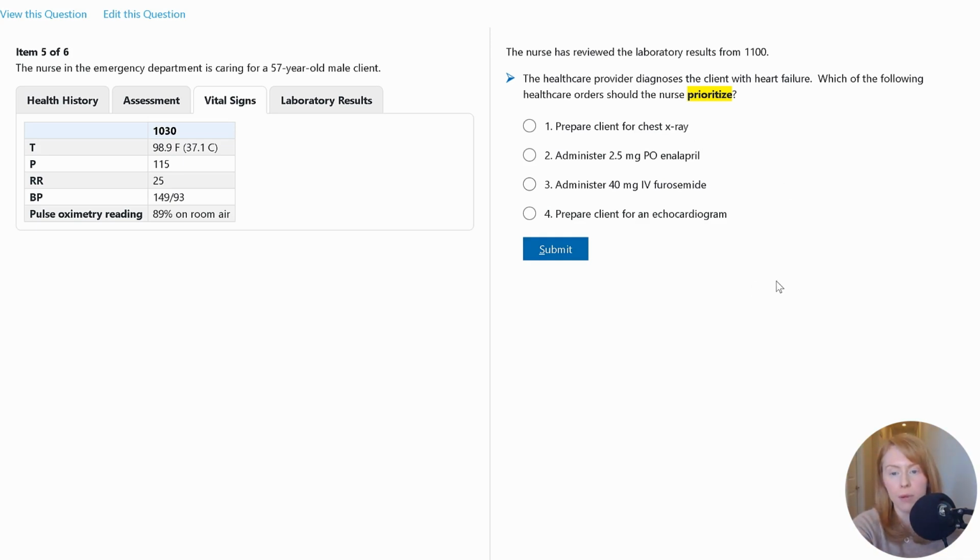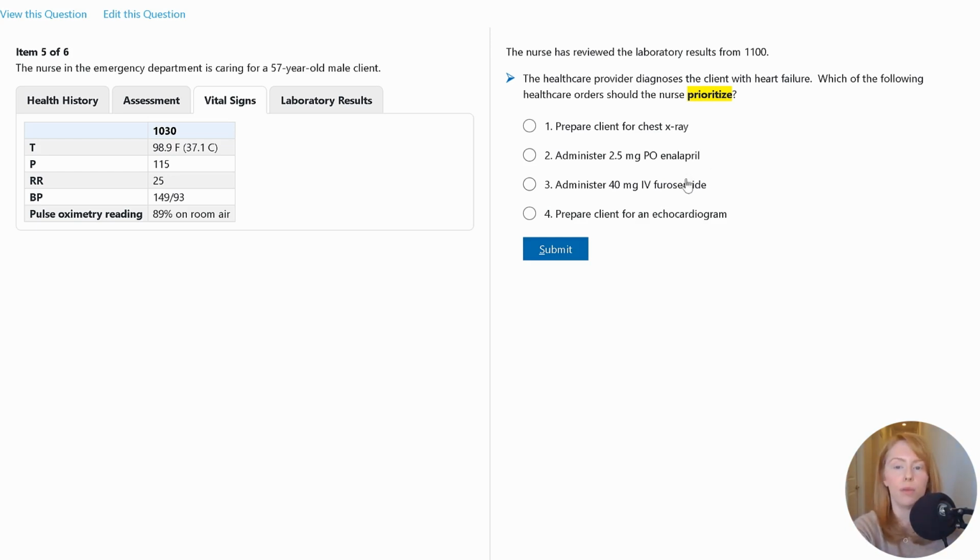Then finally, preparing the client for an echocardiogram. Someone with heart failure does need an echocardiogram to visualize the structure and function of their heart, but again, similar to our chest x-ray, we have enough information to already know that we need to get the fluid off, and that is what we're prioritizing.